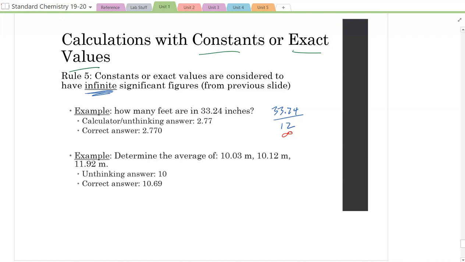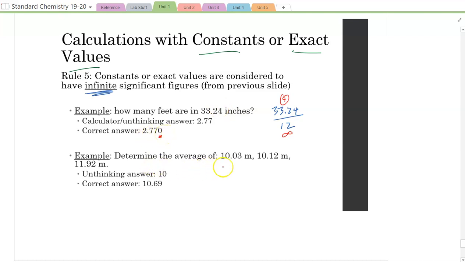So then when we do the calculations, right, this one has 4 significant figures divided by infinite, right? The number of significant figures is how we decide our final answer. So for this one, it ends up being 4 significant figures. So I have to round it to 2.770 there. My calculator might give me just 2.77, but we have to be careful to match the significant figures that our original numbers are given. So it has to be 2.770.